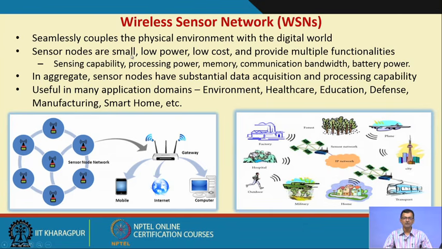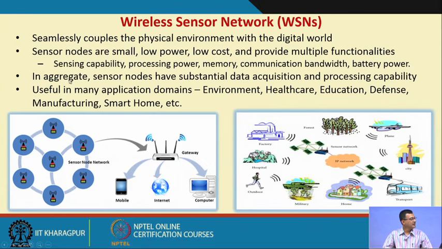So, typically they are small, power hungry, and cost wise also not so costly, and have different types of functionalities like sensing capability, sometimes processing capability, memory, communication bandwidth, and battery power. These are the different components of the thing. So, sensing and processing at times, or transmitting, or store and hold like memory and then push it. So, communication bandwidth, and it requires management of the battery power.